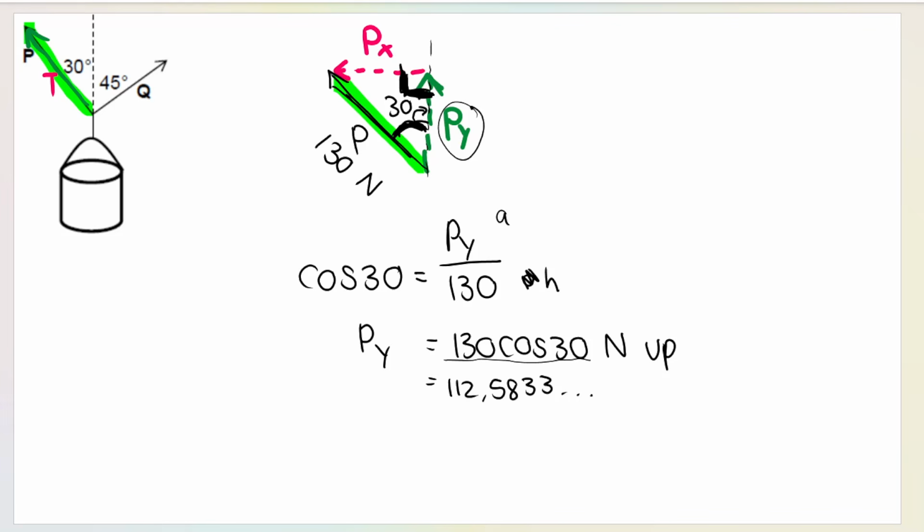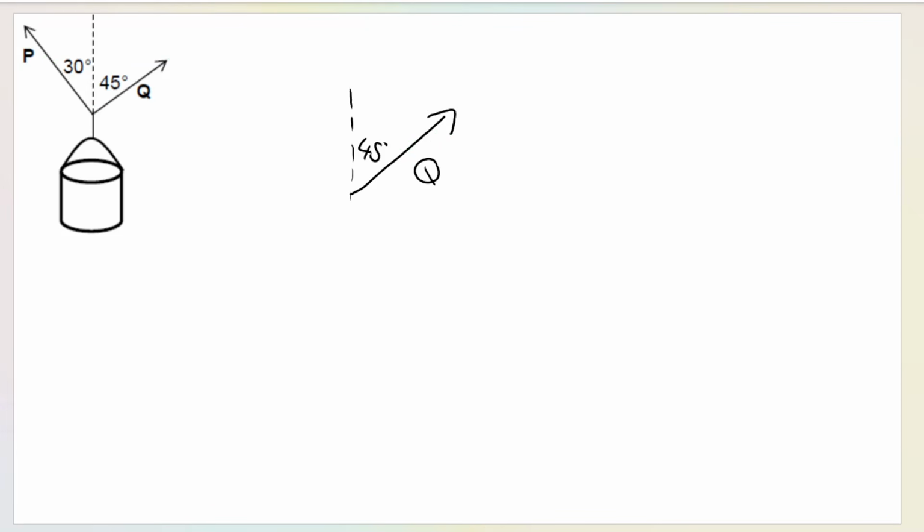So now I've done this for P. This is PY. I now need to do it for Q. I need to find QY. So let's do that quickly. If you take a look at Q, all I've done is redrawn Q over here, so it's nice and big for us to see.